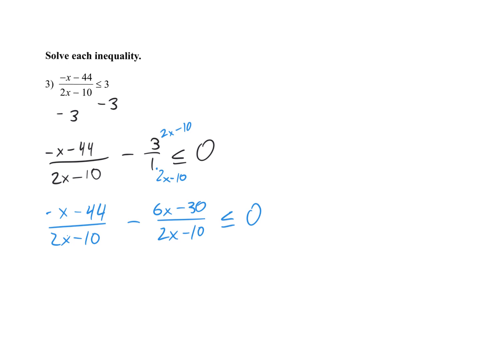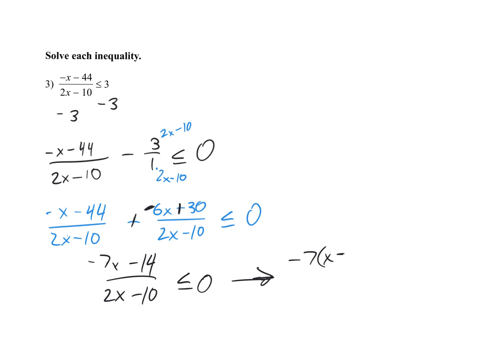Okay, if we simplify this, we'll get something. Let's make sure we distribute this out. So distribute our negative sign: (-7x - 14)/(2x - 10) less than or equal to 0. I'm going to factor this so it's easy to see what our critical values are going to be. So we'll have x + 2 on top, and on bottom we're going to have 2x - 5, and we're going to have that less than or equal to 0.